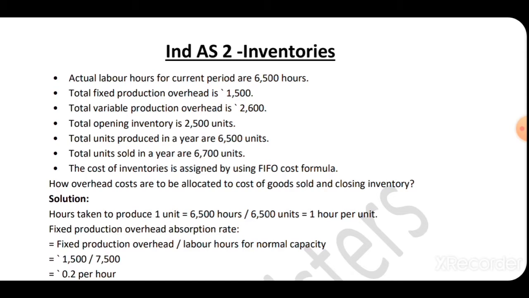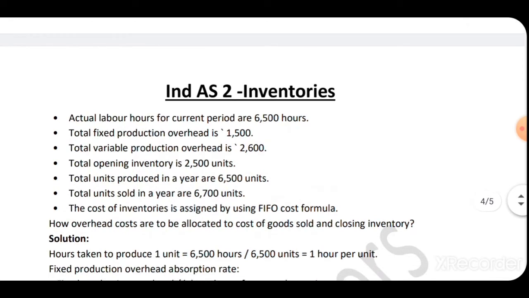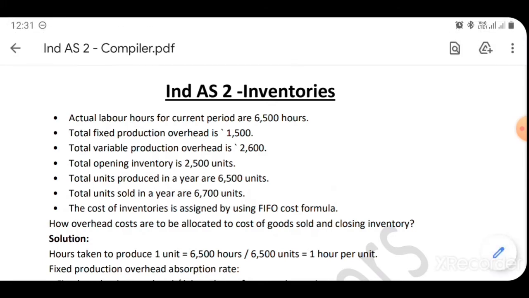How are overhead costs to be allocated to the cost of goods sold and closing inventory? Now the question is asking how overheads should be allocated in this manner. You might be thinking there is no closing stock in the question, but observe this. Opening inventory has been given, goods produced during the year has been given, goods sold during the year has been given. So we can easily find out the closing stock. Come, let's solve this question along with me.